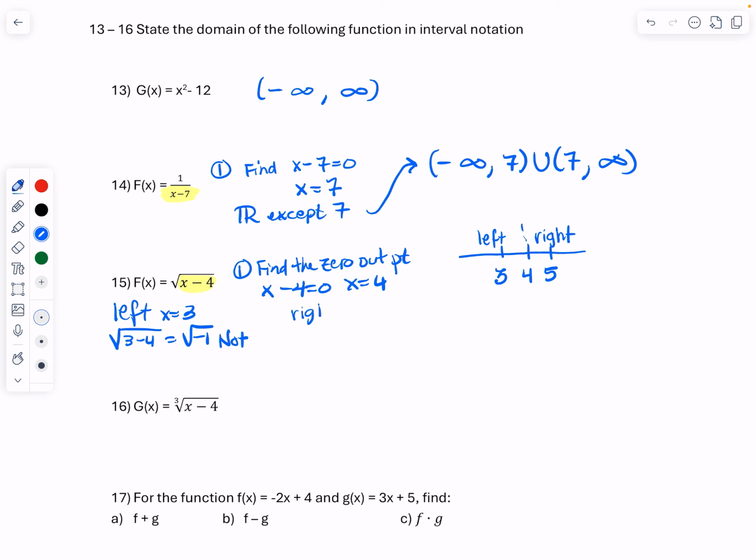To the right of 4 is x equals 5. So when I plug that in, I get 5 minus 4, which is the square root of 1. That is okay because that produces a real number. So when I write that up, I do 4 is included, and I'm going to the right, so going to positive infinity for my domain.